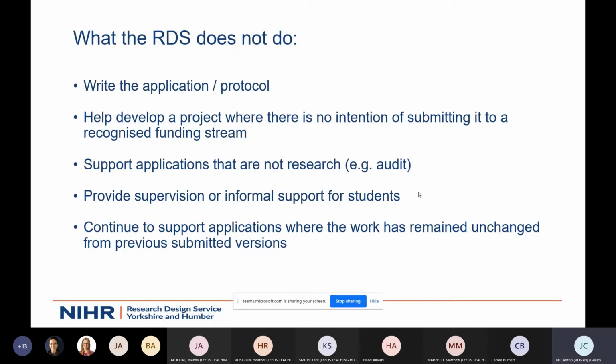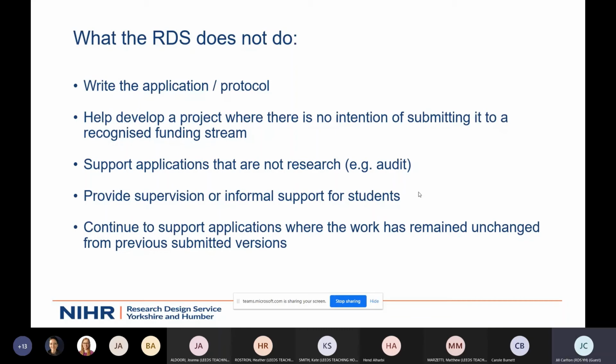But I think it's important to point out what we don't do as well. So we don't write your applications for you, okay? That's you, that's your job. And don't forget, when you're applying for a fellowship, you're wanting to demonstrate that you're the next big thing. So you shouldn't be looking for us to write your application.